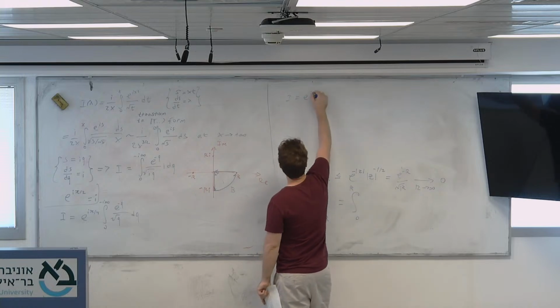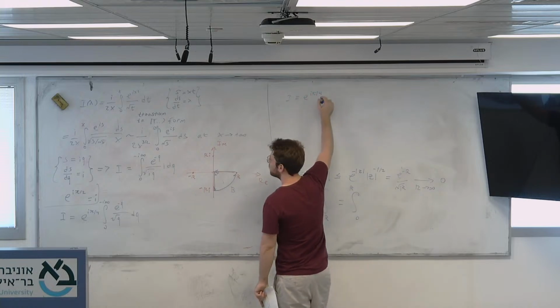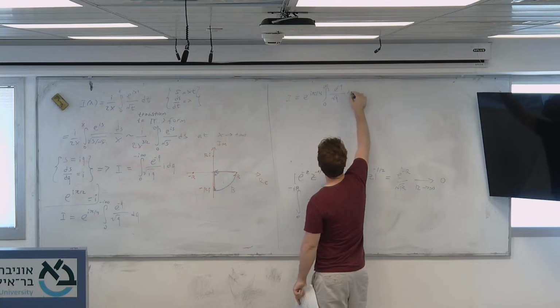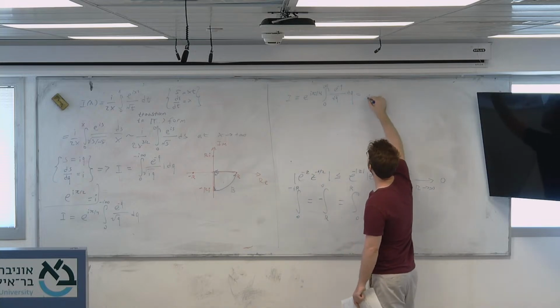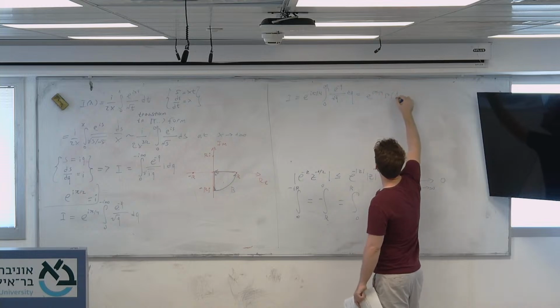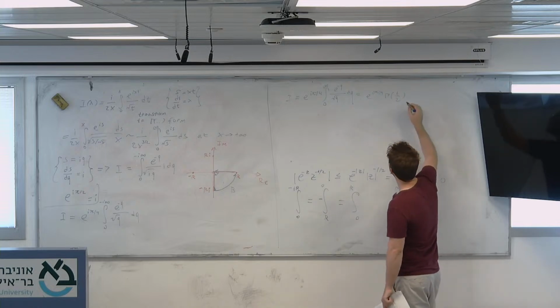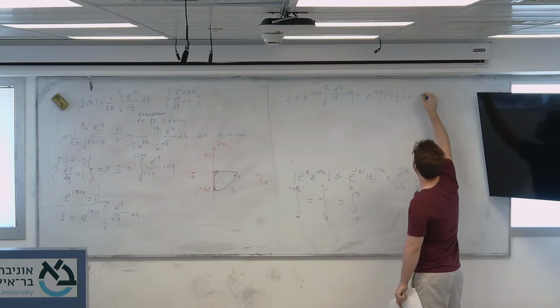e to the I pi over 4, integral from 0 to infinity, e to the minus q over square root of q, dq, and this is the gamma function. This is the gamma of half, right? Because it's 1 minus alpha. And this is square root of pi. Okay?